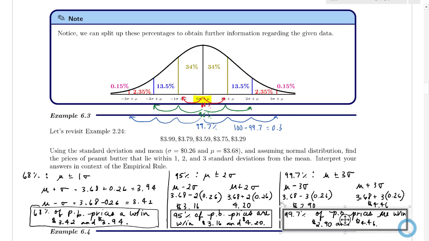Okay, so I know what you're thinking. You're probably thinking, well, Darlene, you're saying 99.7% of peanut butter prices are 2.90 to 4.46, but all of them in this sample are within 2.90 and 4.46. And in fact, if I went to 95%, I would say all of them lie within $3.16 and $4.20. So this is exactly correct. If you even thought that for a moment, you're not wrong. That's exactly correct. What the empirical rule says is that you don't even need to know the data.